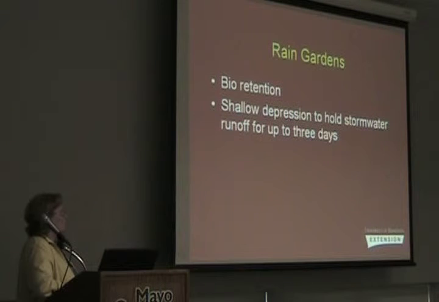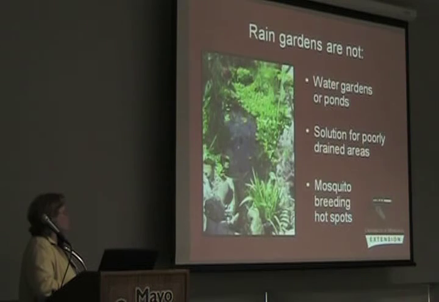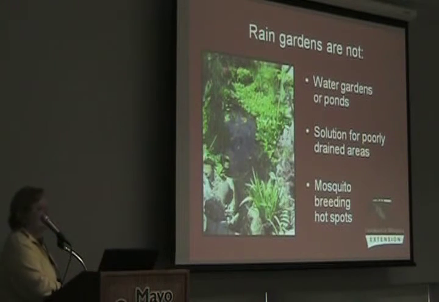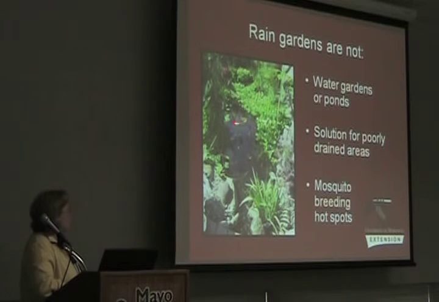Basically, they're shallow depressions that hold stormwater, typically up to 3 days. Rain gardens aren't water gardens, so they don't hold water like this for long periods of time, or ponds. You can have a pond near or part of the feature, but you really need to think of it as a separate feature. So you could do a rain garden in conjunction with a water garden, but really when you're planning them, you sort of need to think of them separately.